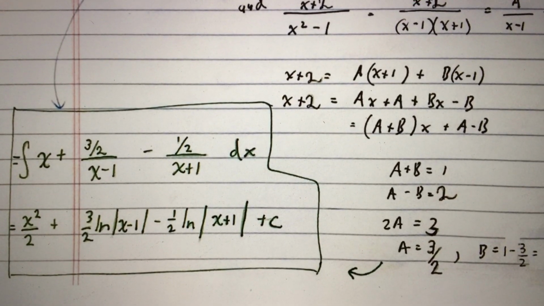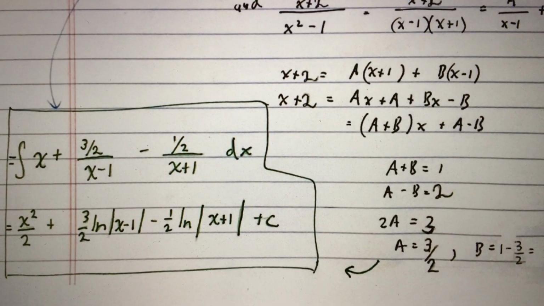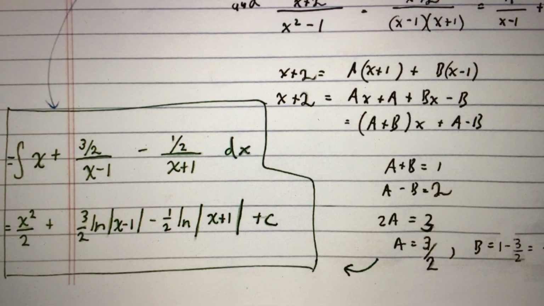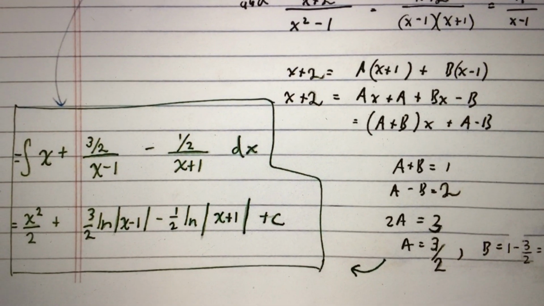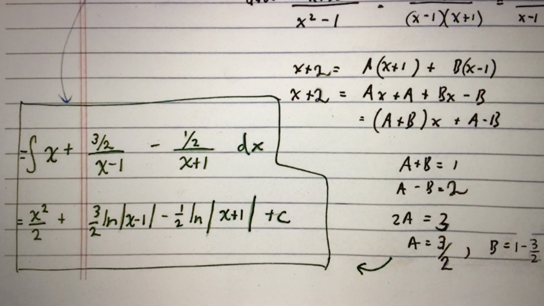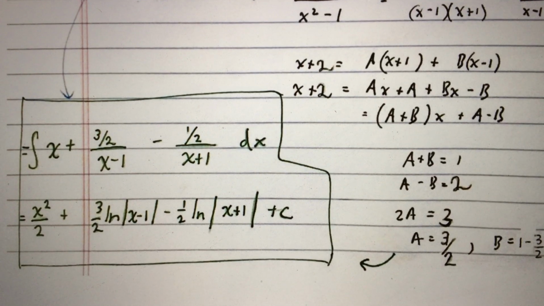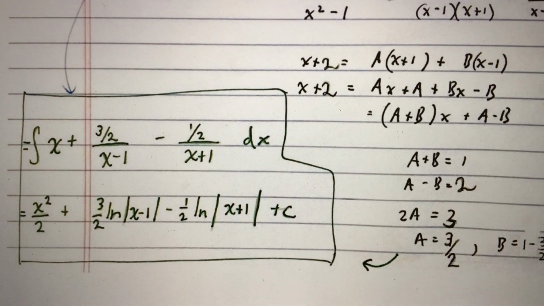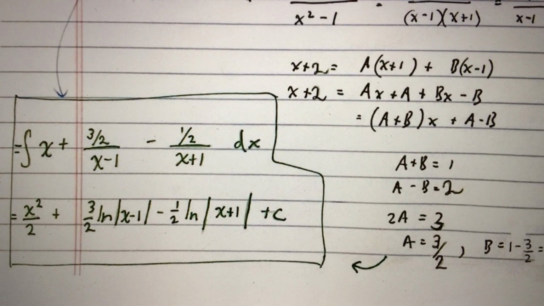x is just raise and divide, x squared over 2. Then I need to take the natural log of the absolute value of x minus 1 and keep the 3/2 out front, and the natural log of the absolute value of x plus 1, keep the minus 1/2 out front. On both of those natural logs, if there was something multiplying the x underneath there, I would have to divide by that number. But here it's just divide by 1 because it's 1x minus 1 and 1x plus 1. And of course, double check if you want by taking the derivative.